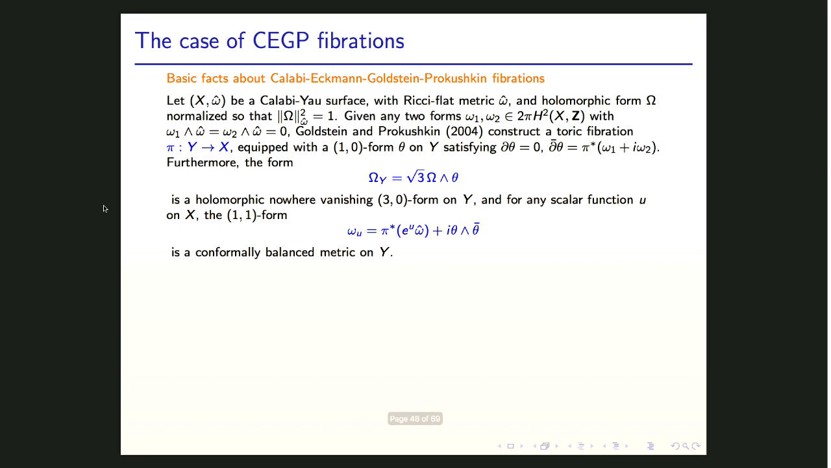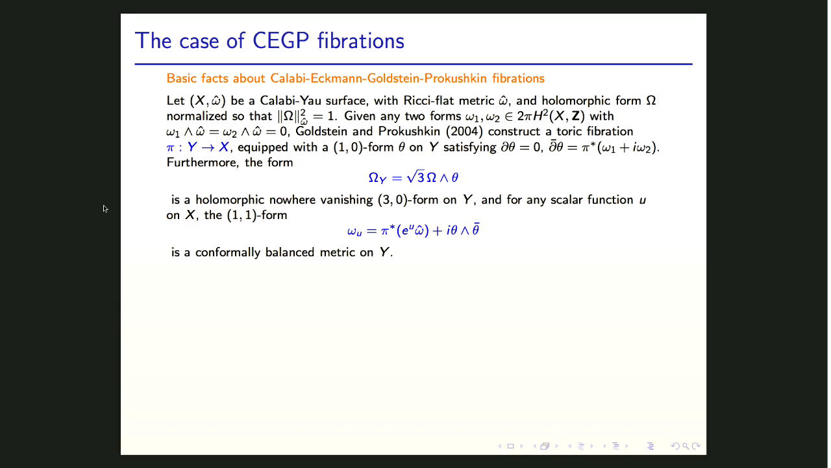And now let me describe a little bit what happens with the Goldstein-Prokushkin fibrations solved by Fu and Yau in the elliptic case. So let me just say a few words about this. Essentially, these fibrations are constructed in the following way. You start from a Calabi-Yau surface, and you put on it a Ricci flat metric, and you have a holomorphic form, normalized so that this is 1. And now if you have two more forms, omega 1 and omega 2, with this kind of harmonic conditions, then they construct toric fibrations, Y over X, a fibration where the fiber is a torus.